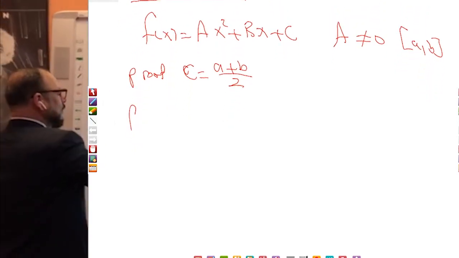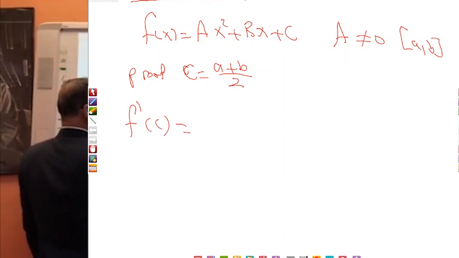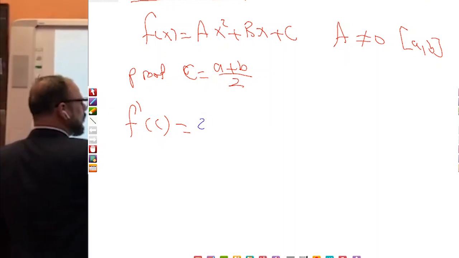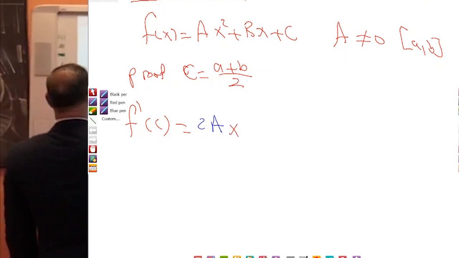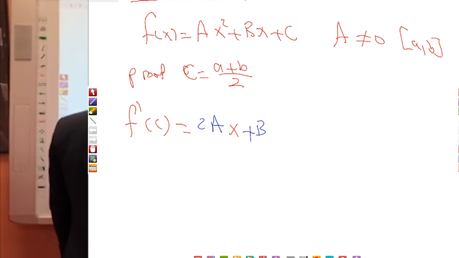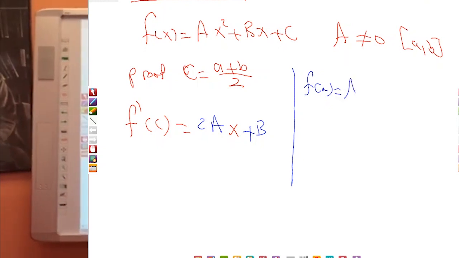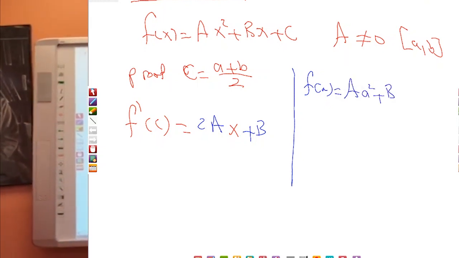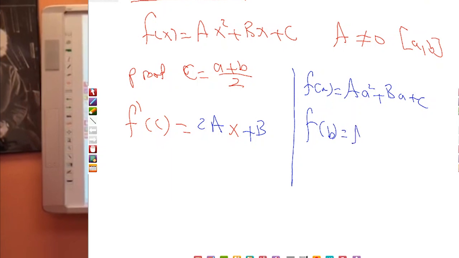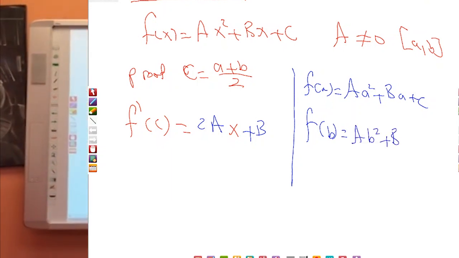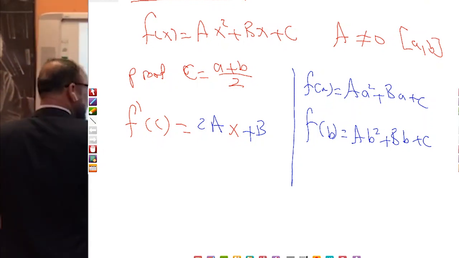Watch. f'(c) equals what? 2ax + b. Now, also what we need to find, f(a). What is f(a)? a² + ba + c. What is f(b)? It is ab² + b... b² a plus b times b plus c. Now, f(b) minus f(a), right?